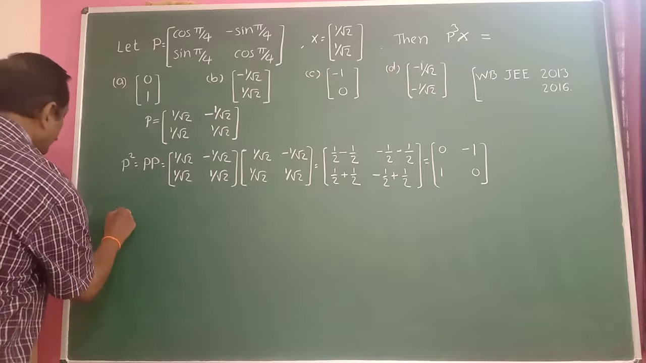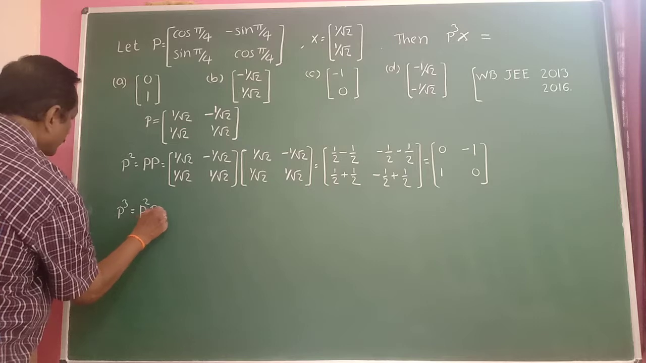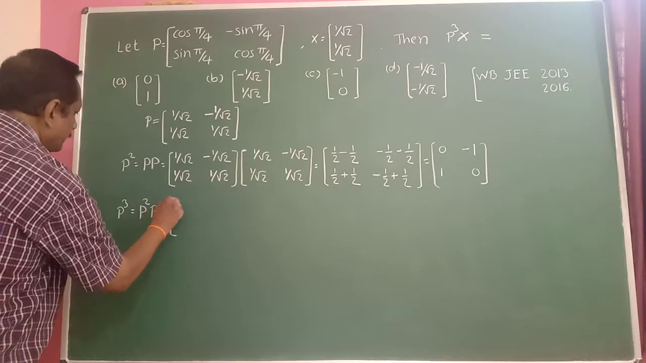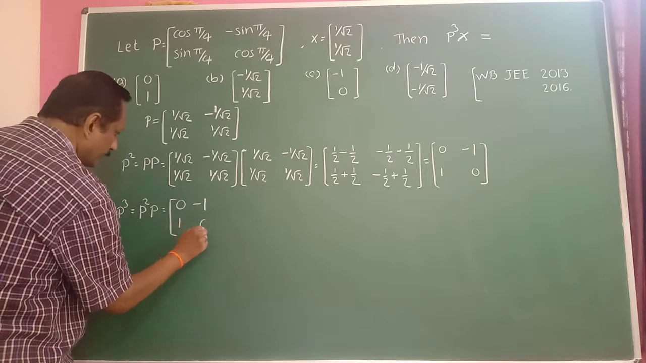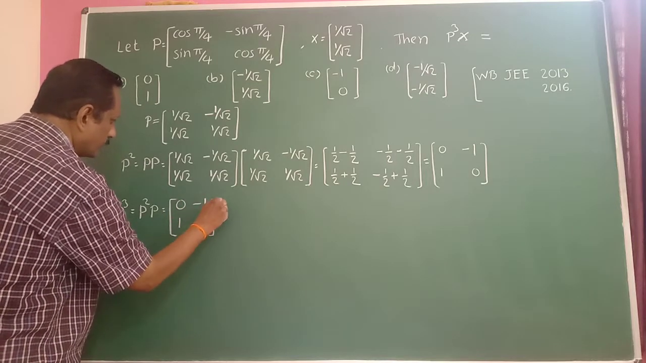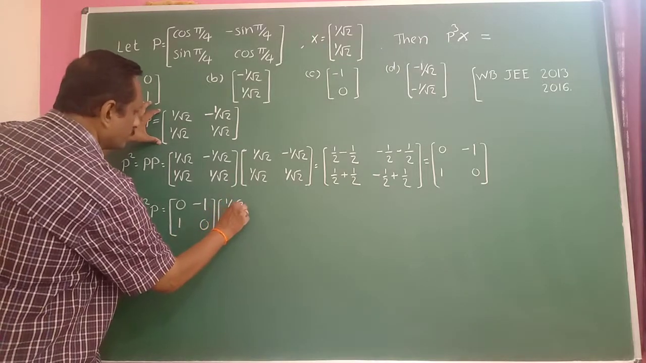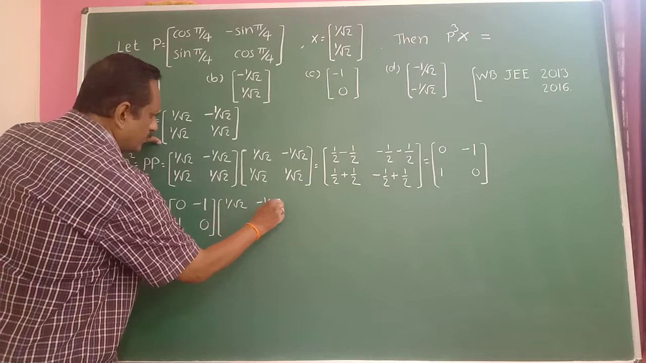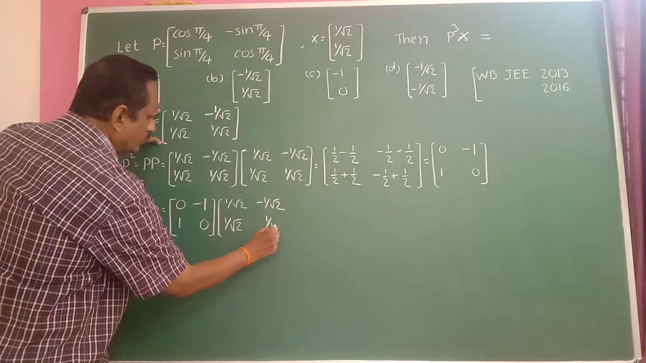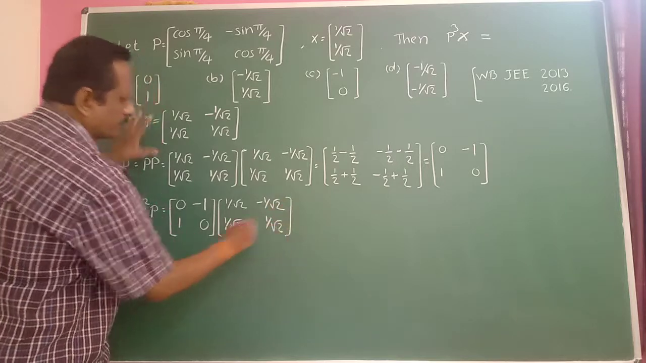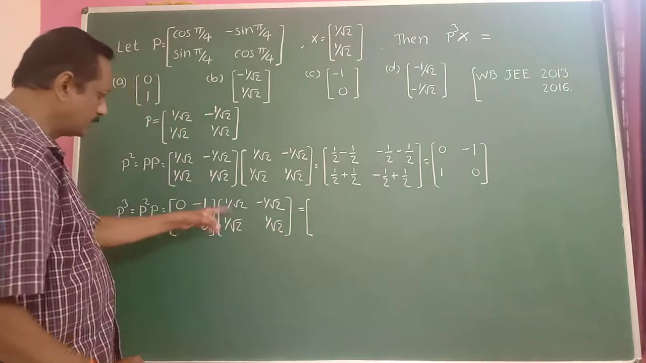Then you find your P cube. Here P cube is P square into P. So P square is the matrix [0, -1; 1, 0] into matrix P, which is this one here: [1/√2, -1/√2; 1/√2, 1/√2]. Therefore, this is equal to, multiply row with the column.